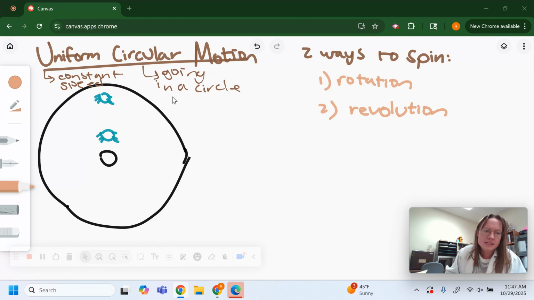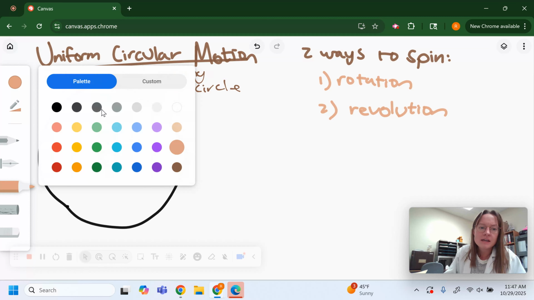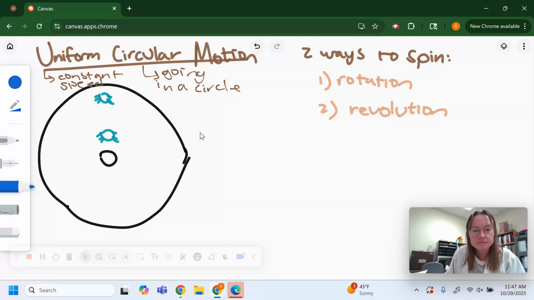We've talked about two ways to spin. Now, there are actually two ways to describe the speed of an object that is spinning. And you can use these two ways to describe an object that is rotating, or you could use these two ways to describe an object that is revolving. We talk about two different types of speeds. We have what we call, number one, an object's linear or tangential speed.